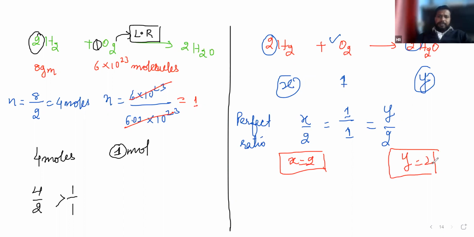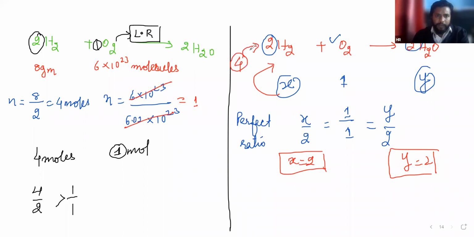What does this mean? X is what I have taken for H2. That means initially we have 4 moles of H2 in which 2 moles is used or reacted. Then how many moles are remaining? 2, sir. So very good. Moles of H2 left.